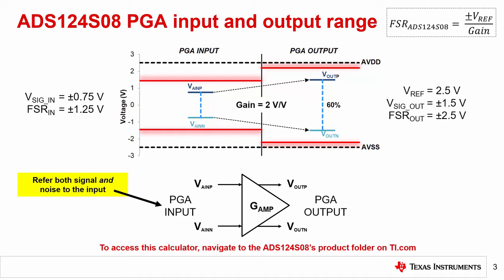This is incorrect and yields invalid results. Instead, refer both of your noise and signal levels to the input. Let's now discuss the difference between input and output referred noise and how you determine both.